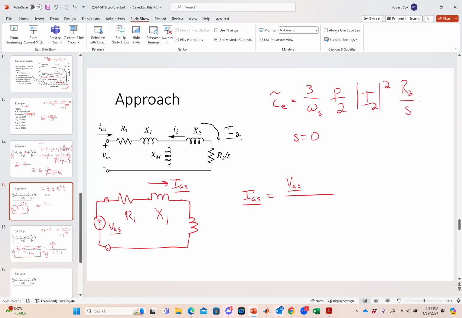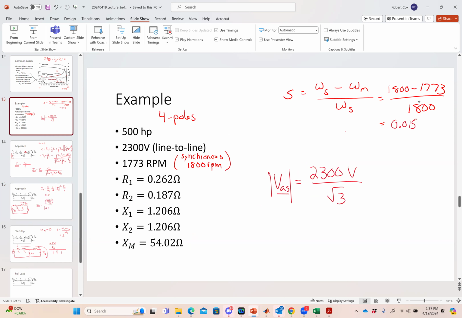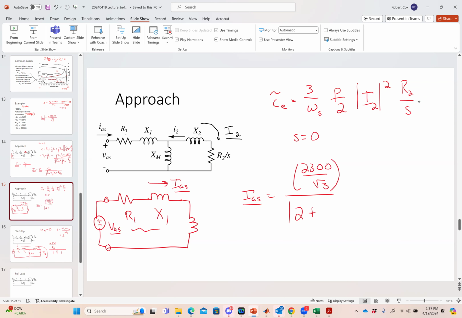Now magnitude wise, this guy was, we said again, 2300 divided by square root of 3, right? And magnitude wise, at least, we're looking at essentially about 2 ohms between these two. And what was this guy, about 50 something? Yeah, 54. This is going to be significantly less current than what I had before. So what happens if I'm in between, if I'm at full load? Well, at full load, the slip we calculated to be 1.5%. So it's probably going to be a little bit more than this.